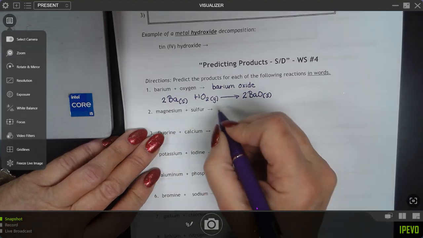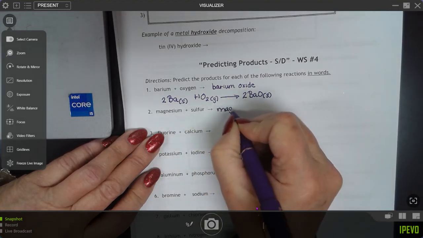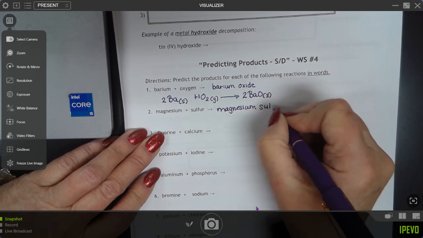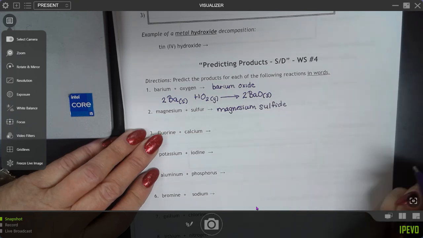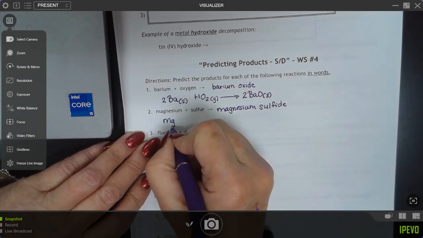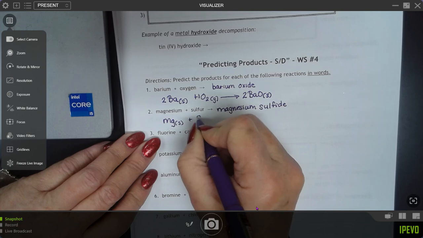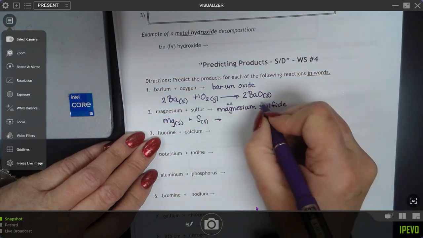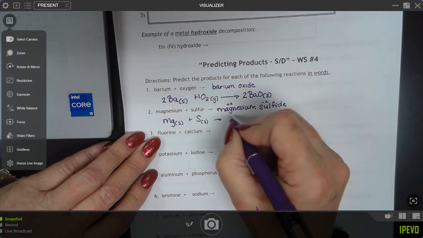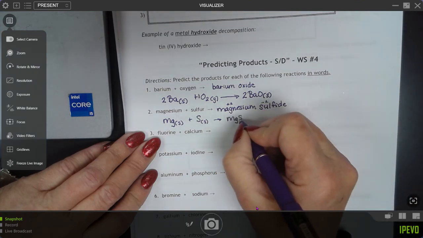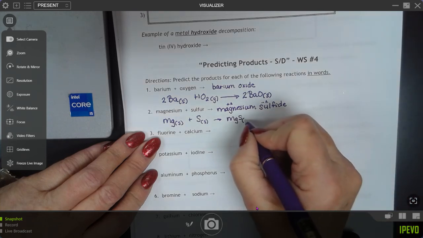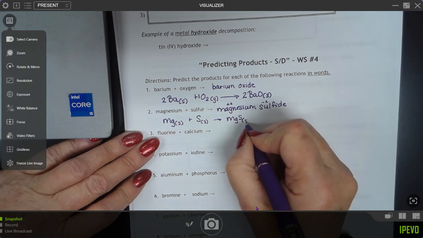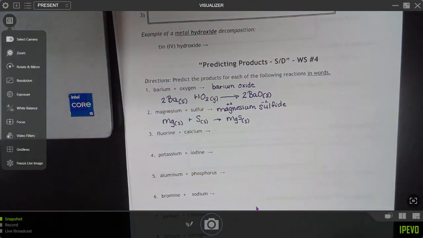All right, magnesium plus sulfur produces magnesium sulfide. Magnesium is Mg, it's a solid. Sulfur is a solid. Magnesium has a +2 charge, sulfide has a -2 charge, so we're going to be producing MgS because those cancel out. Synthesis products, if they're ionic, are going to be solids. That's something I want us to get used to seeing.